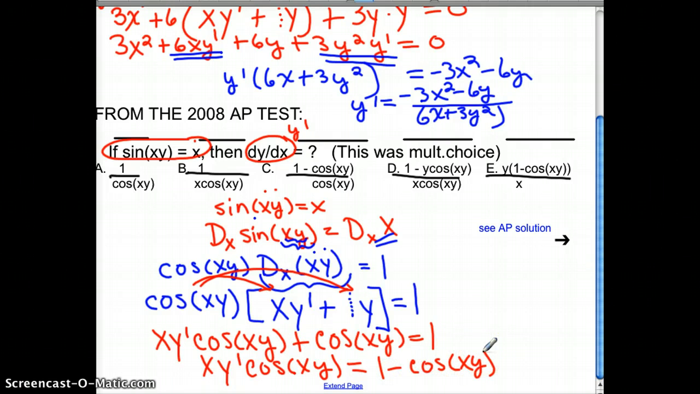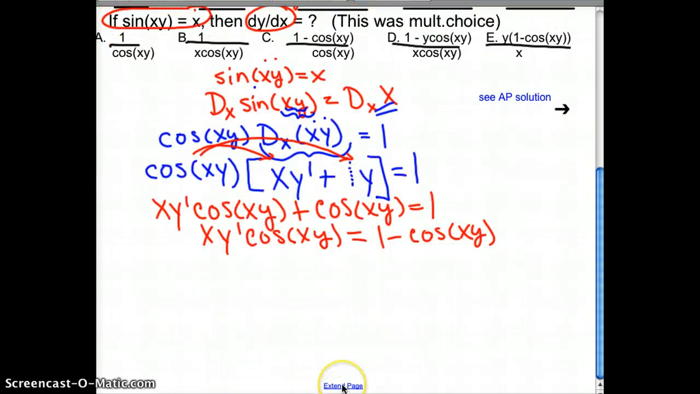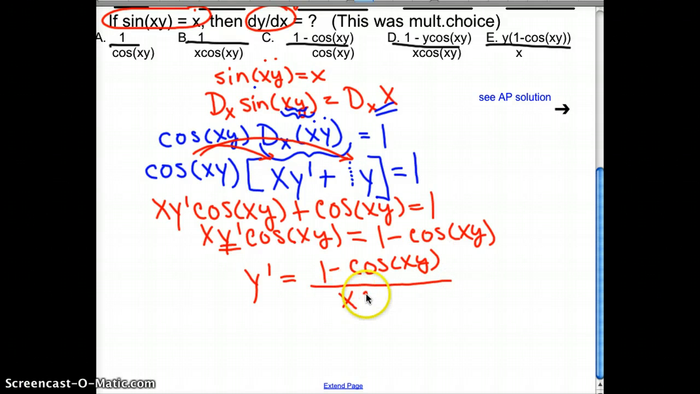It's a very methodical process, and this is one section where if you're copying a lot of stuff off of that Calc chat, it's really going to get you because you just need to keep practicing the process over and over again. So I'm still at this point here where I'm trying to isolate y prime, which means I simply need to divide both sides by x cosine xy. And so I would say that my answer is D. And this is considered a very difficult AP problem.